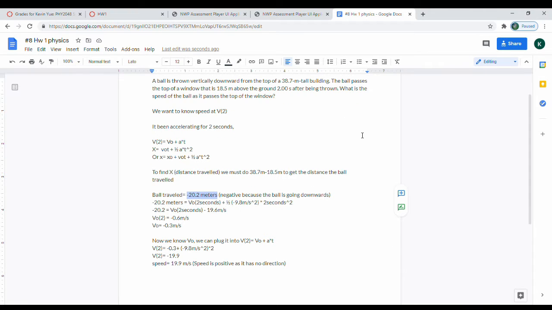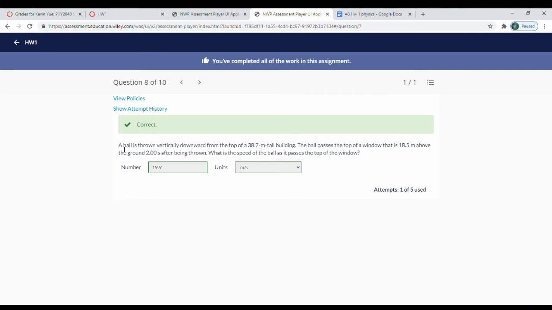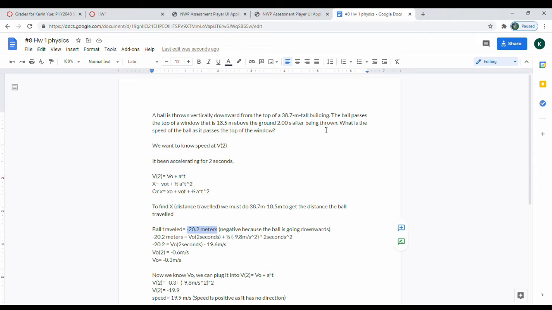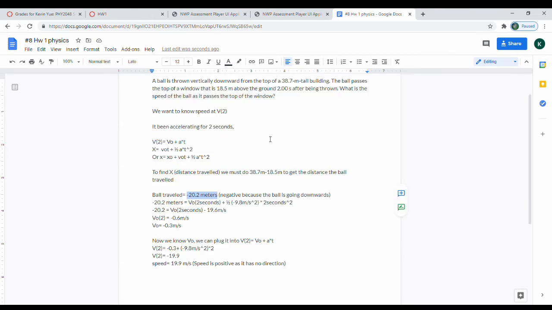Alright, this is question 8 of the homework. This one right here. And they're asking us what's the speed of the ball when it passes the top of the window. So we essentially want to know what is the speed at this time at 2 seconds. So we have two equations. We have this equation and we have this one, or this version, which is essentially the same thing.